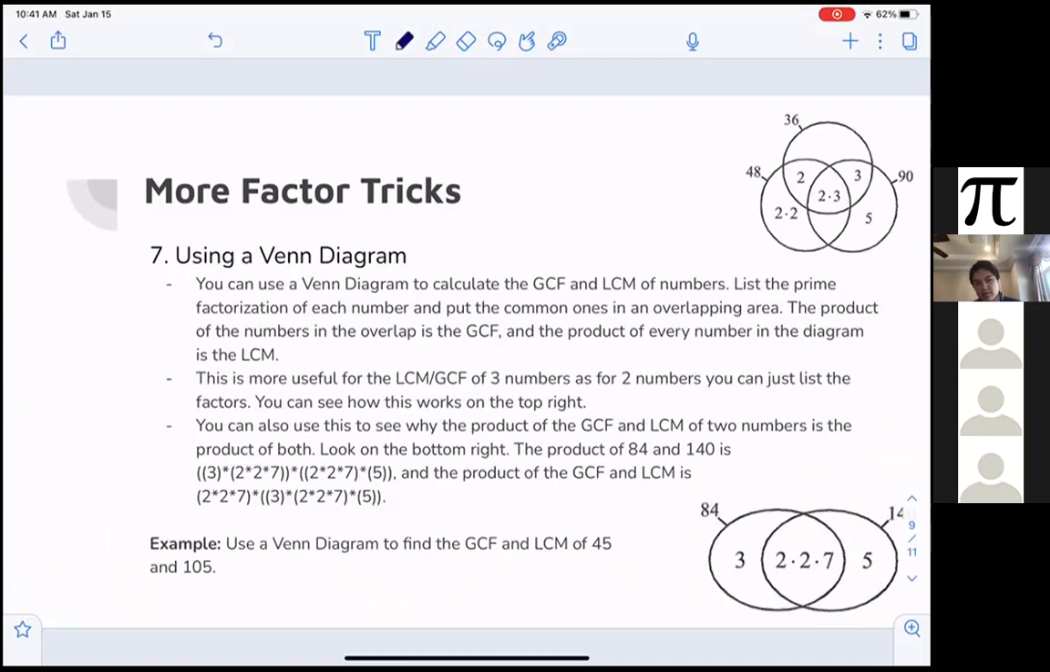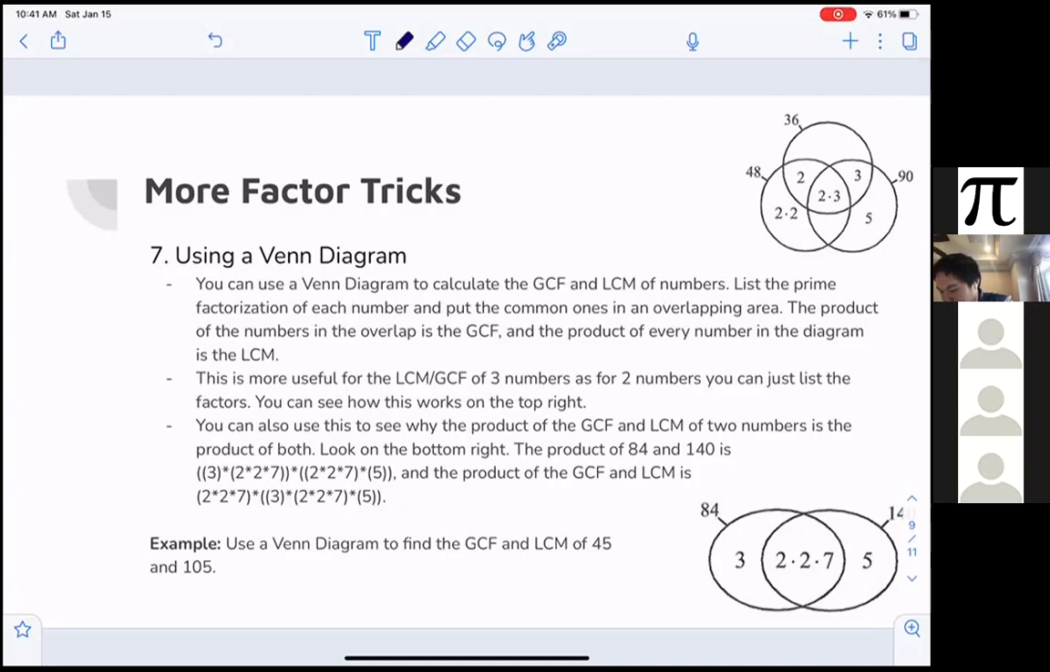So now we have some more factor tricks. You can use a Venn diagram to calculate the GCF and LCM of numbers, listing the prime factorization of each number. Put the common ones in an overlapping area. The product of the numbers in the overlap is the GCF, and the product of every number in the diagram is the LCM. This is more useful for the GCF of 3 numbers than 2, since with 2 you can just list the factors. You can see how this works on the top right.